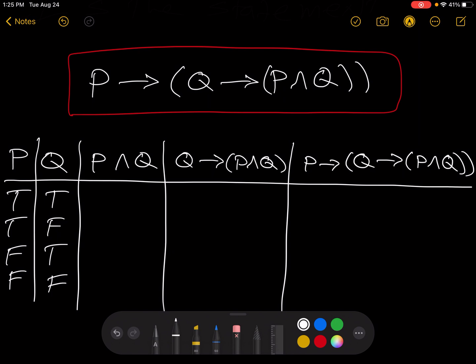And so the idea here is we're starting with all possible situations. Since P can be true or false and Q can be true or false, we have the possibility of having true true, true false, false true, or false false. And you can see that we have these here. Okay, now let's take care of the next column, P and Q. Remember that an and is only true when both statements are true. So we have true, false, false, false.